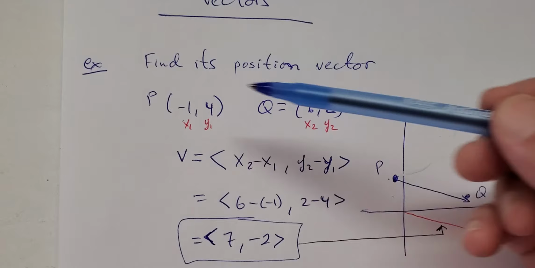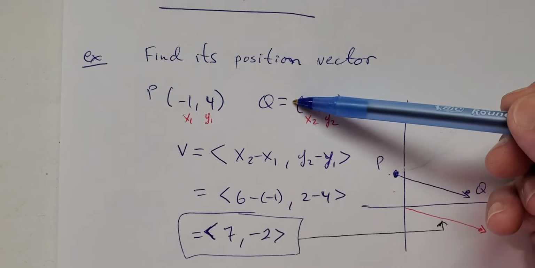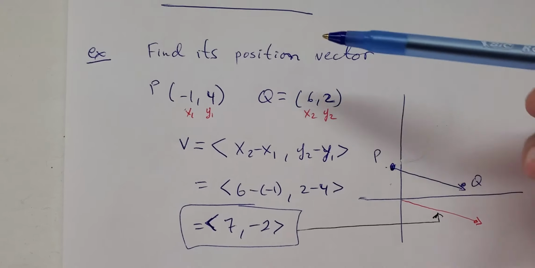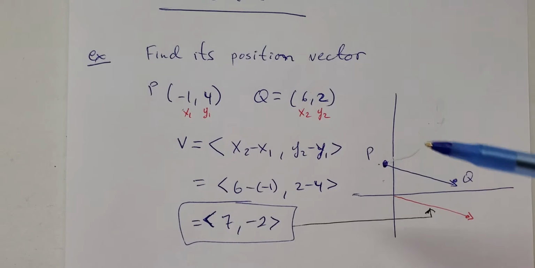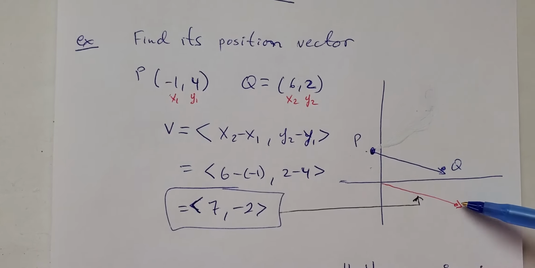This lesson is vectors. So here we have an example. Point P, point Q. So x sub 1, y1, x2, y2. And we're trying to find the position vector. A position vector is a vector that will always start at 0, where the center is, and then point out.